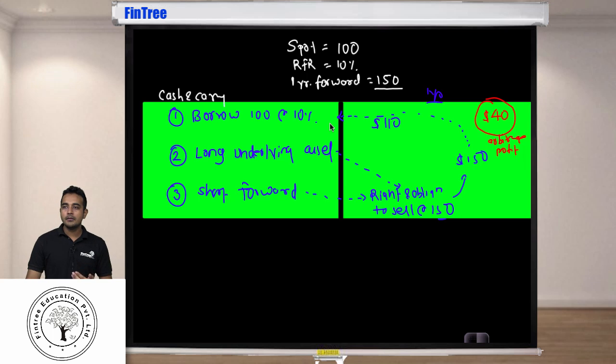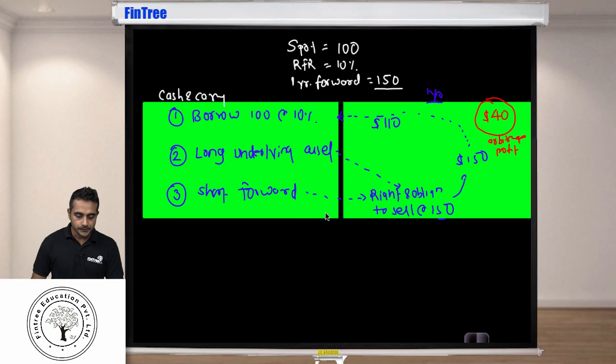So step number 1, borrow. Then using that borrowed amount, buy the stock and enter into a short forward. The short forward will give you a right and obligation to sell at 150, 1 year down the line. You already have the asset, sell it for 150. Take 110, give it back to the bank. Your transaction is closed. 40 is your arbitrage profit.